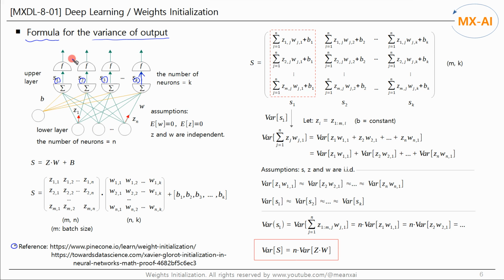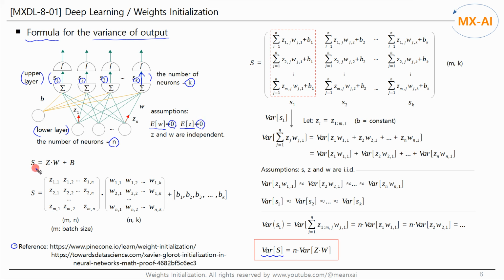There is a neural network like this. This is an upper layer with K neurons. This is a lower layer with N neurons. We want to create a formula to find the variance of S, the output of the upper layer. Assume that the expected value of W and the expected value of Z are both 0.